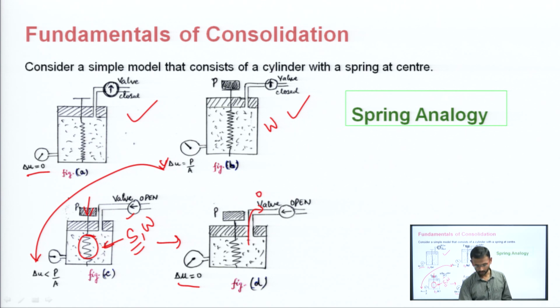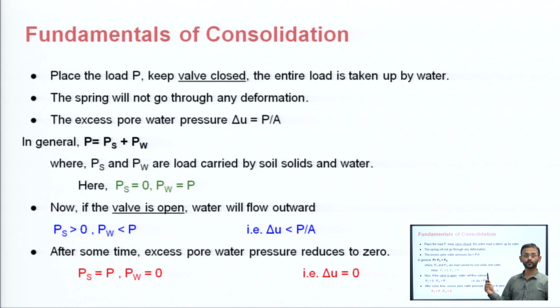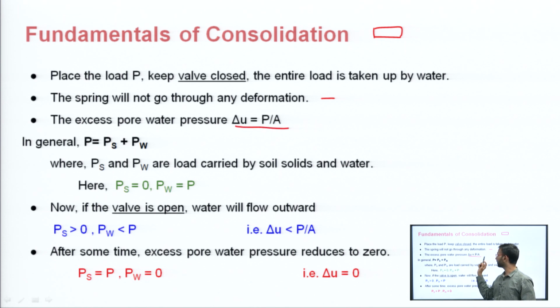So now we will be seeing what happened there. First we placed the load on the given area, and by keeping the valve closed, at the first instant when the load is applied, the entire load is taken up by water. At that time the spring will not undergo any deformation, as we saw in figure B. Then the excess pore water pressure is given by P by A, whatever be the load applied and the cross section on which it is acting.